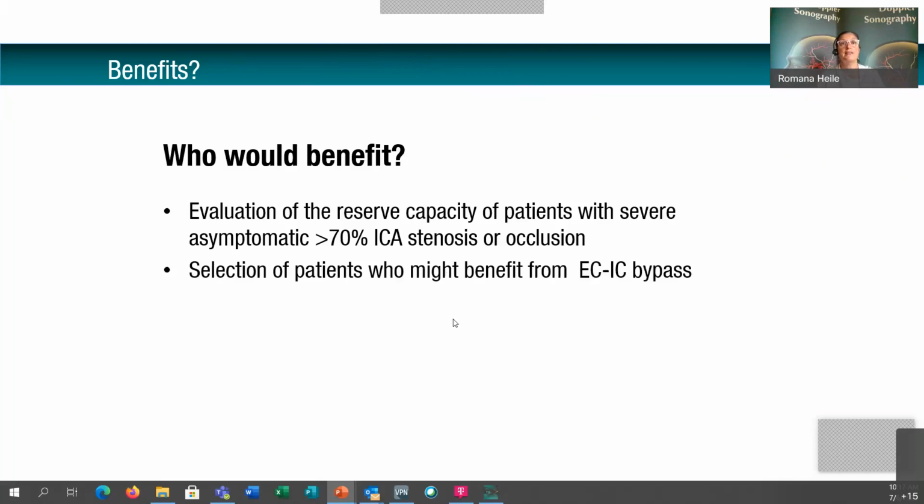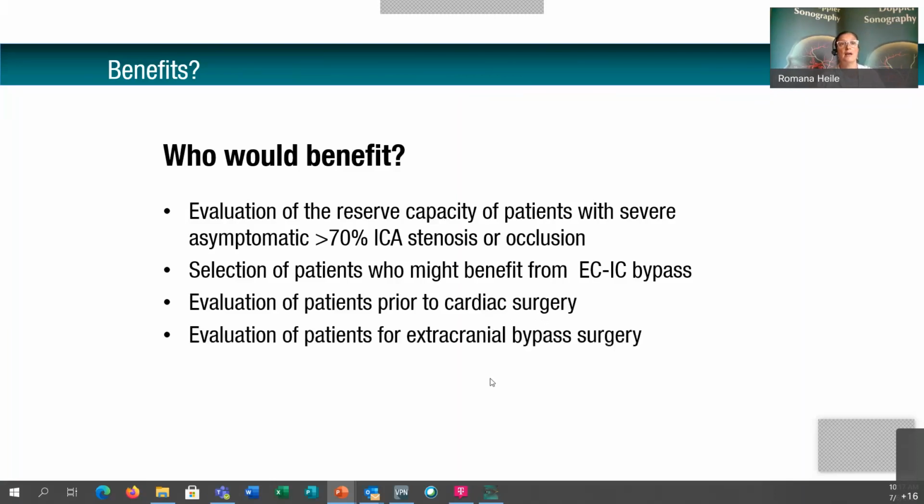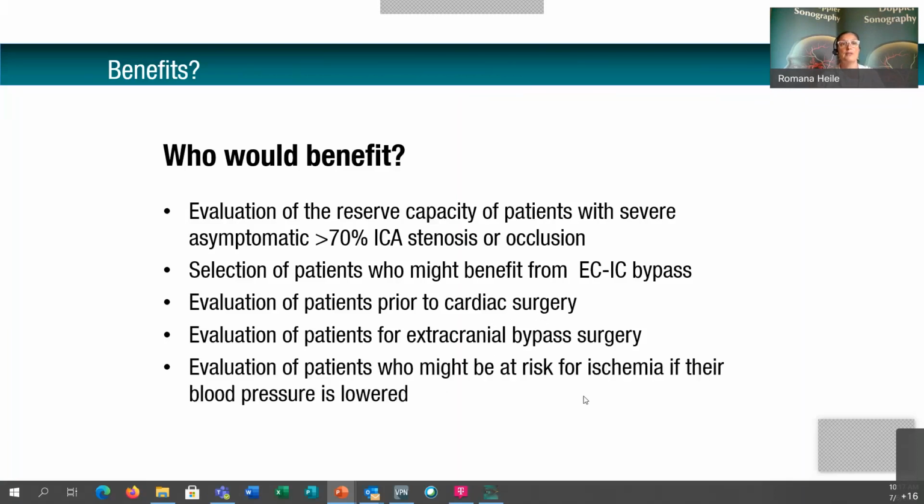It's also to identify patients who might benefit from an EC-IC bypass, or prior to cardiac surgery, to see if this person has a higher risk during anesthesia. Also to see which of these patients might benefit from an extracranial bypass surgery, and also whether people with low blood pressure are at risk for ischemia.